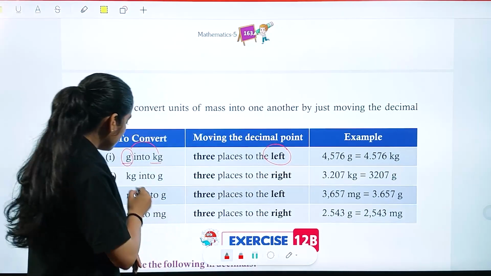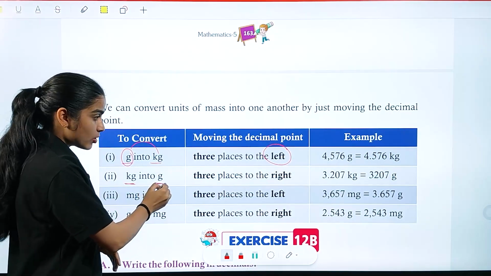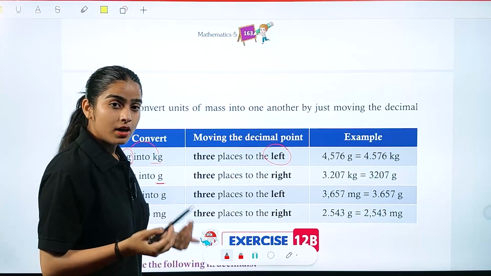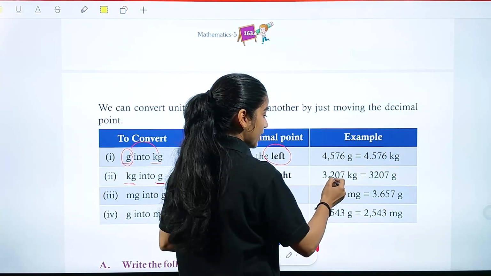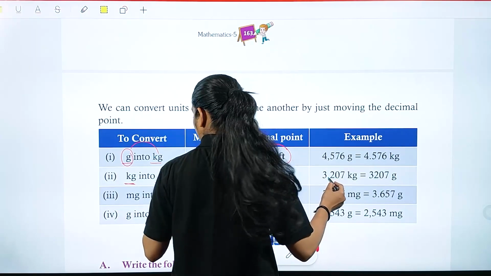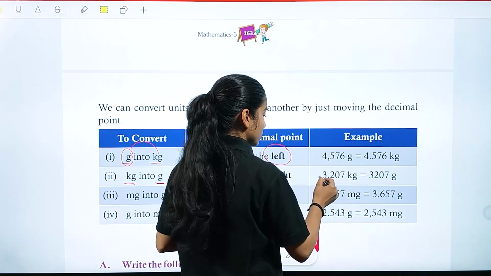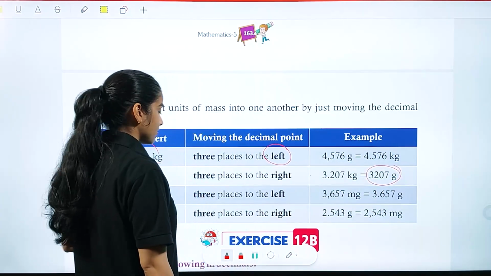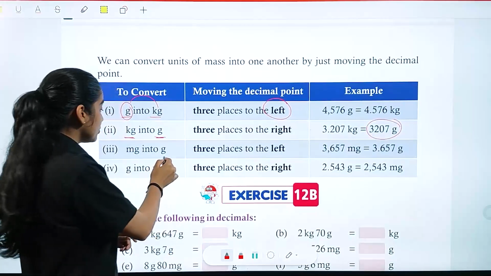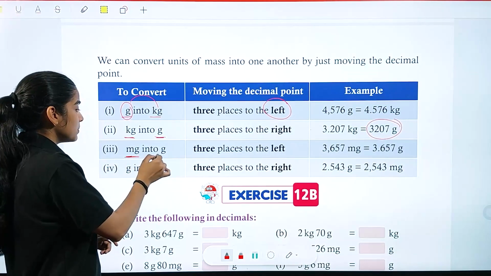Now our bigger unit will be converted into a smaller unit, so we have to shift our point towards the right-hand side. Here we have the point, so shift 3 places from the right-hand side, 1, 2, 3, and your answer will be 3207 gram. Milligram into gram: a small unit will be converted into a big unit.